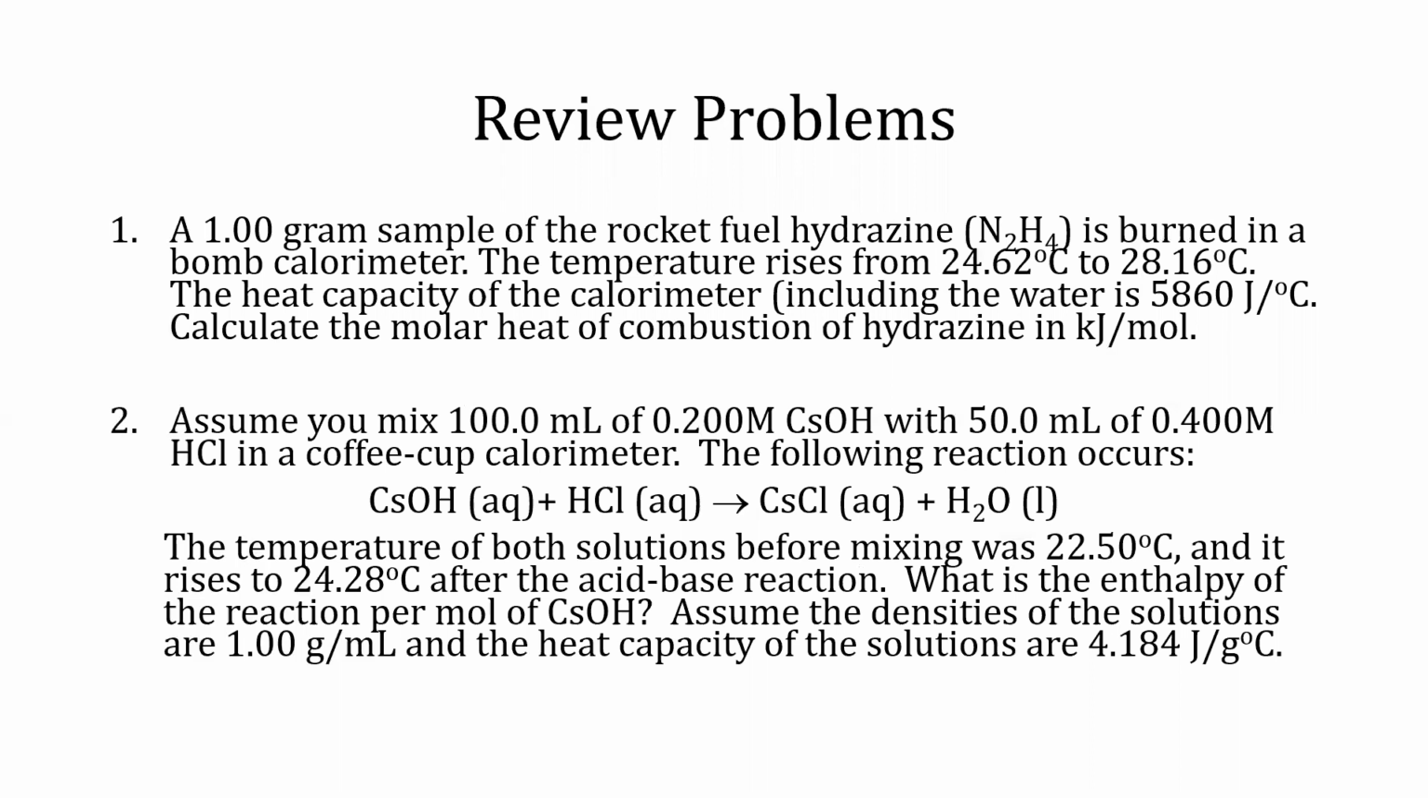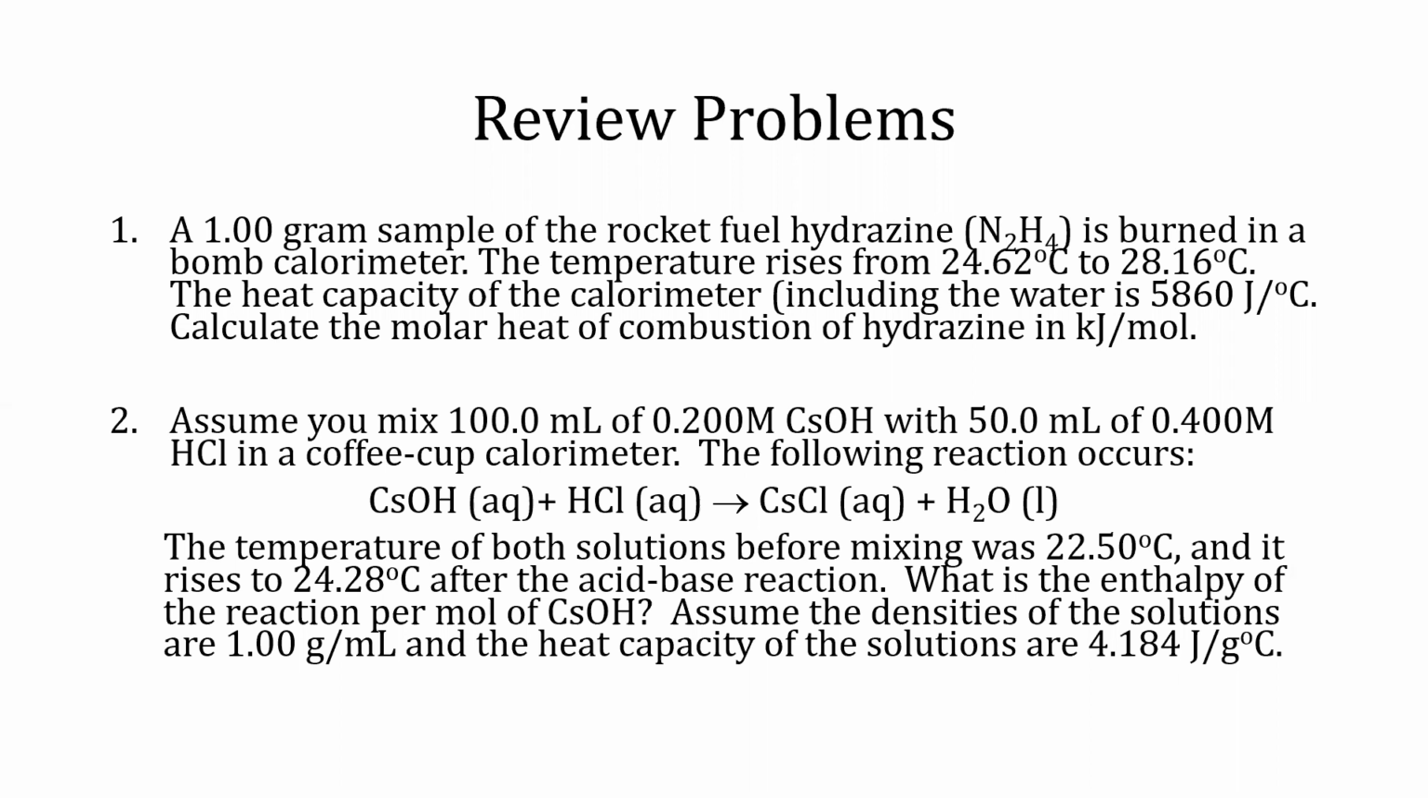Here are a couple of review problems for you to work on. 1. A 1 gram sample of the rocket fuel hydrogen is burned in a bomb calorimeter. The temperature rises from 24.62 C to 28.16 C. The heat capacity of the calorimeter, including the water, is 5860 J per C. Calculate the molar heat of combustion of hydrogen in kJ per mole.